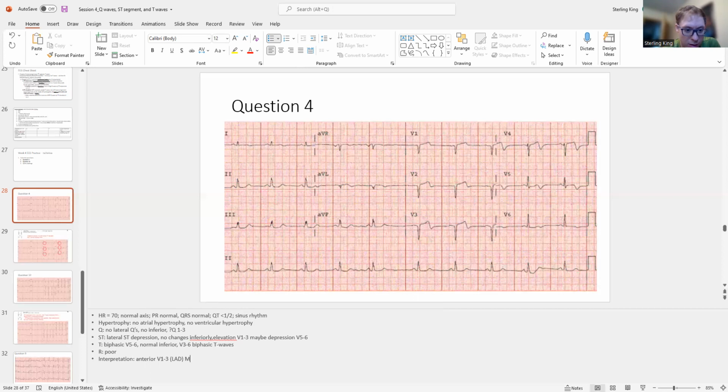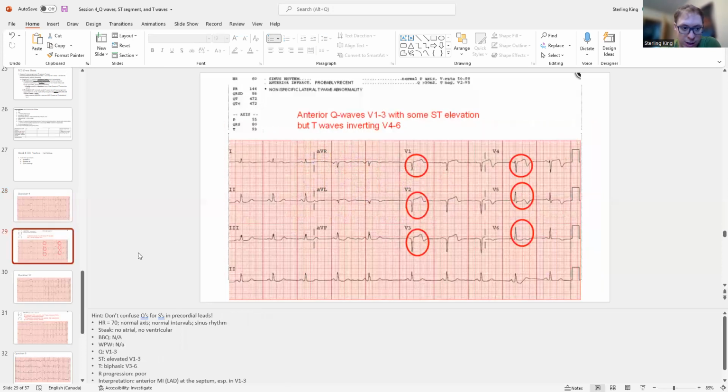MI or infarct because we have Q waves. And then we can add the T wave interpretation with biphasic T waves V3 through 6. So that's our interpretation of what we just saw. Let's look over here. Anterior Q waves V1 through 3, bingo, with some ST elevation, but T waves inverting V4 through 6. And there you have it.